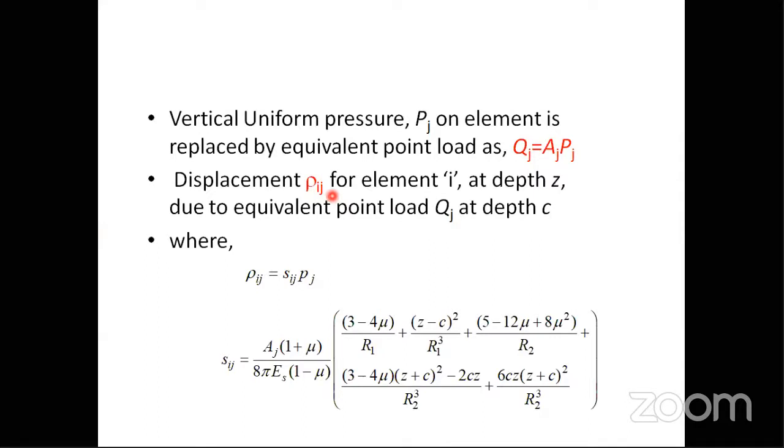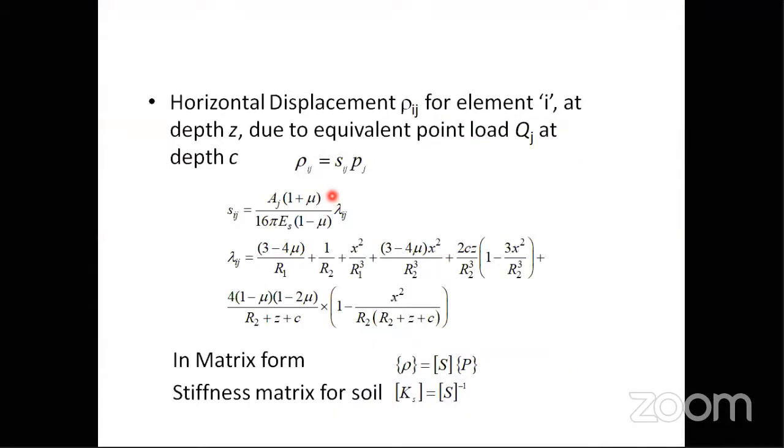Then the displacement rho ij, that is for element i at depth Z due to equivalent point load Qj at depth C, will be given by this Mindlin's equation. This is for vertical displacement. Similarly, we have the expression for horizontal displacement in the next slide. The horizontal displacement rho ij for element i at depth z due to equivalent point load Qj at depth c will be given by this equation.